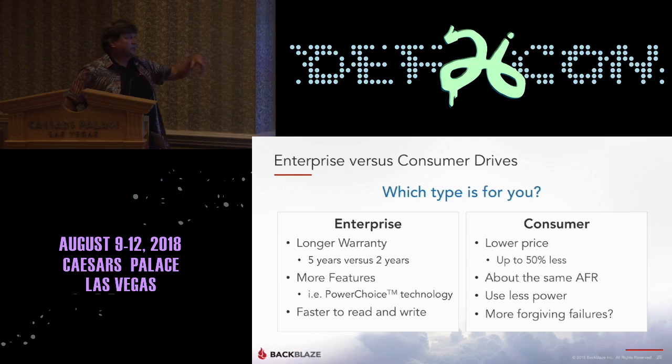Right, the warranties, of course, are different. All right, typical enterprise one is 5; the consumer ones are 2. At one point during the drive crisis, they were 1 year. If they could have gotten it down to like 90 days, they would have done it during that period. Consumer drives are really much less expensive for just off the shelf.